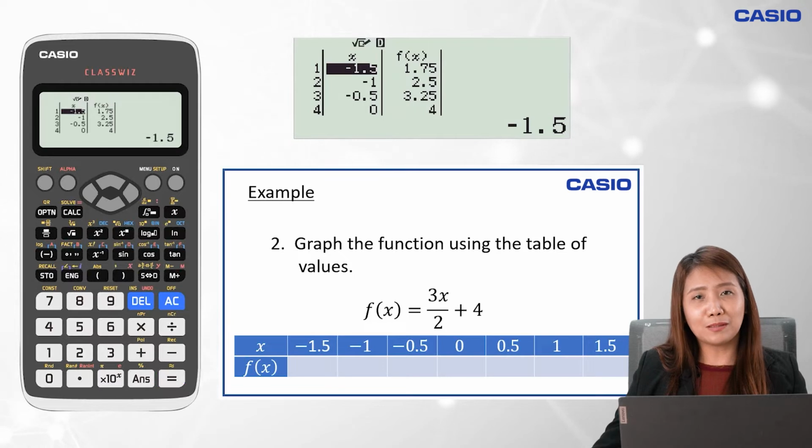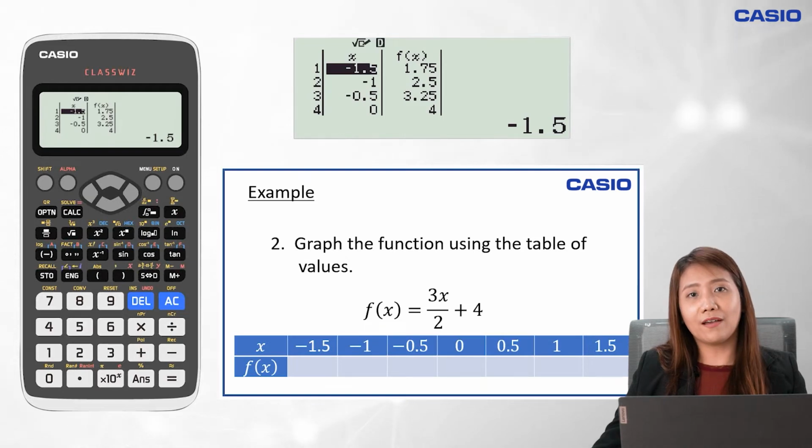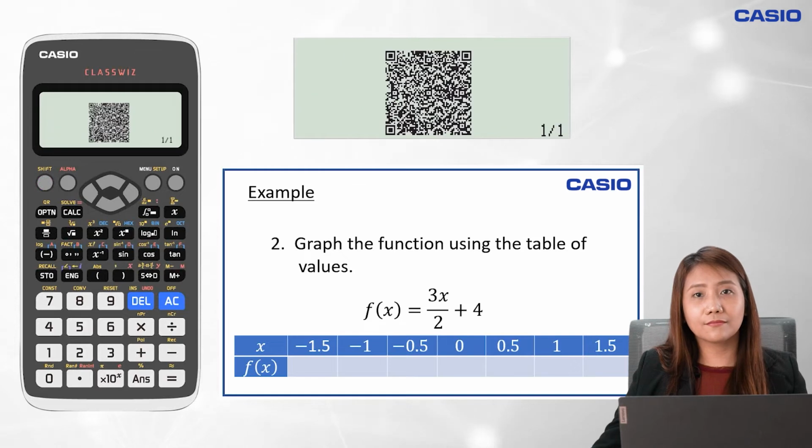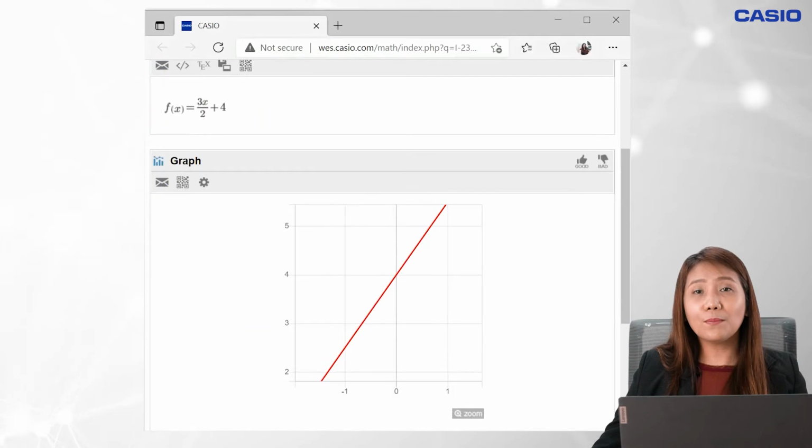And the values of the table will appear. We can just copy these values in our notes. If x is negative 1.5, then f of x is 1.75. If negative 1, it's 2.5, and so on. And to graph the function, we press Shift Option. A QR code will appear. Click on the QR code and it will direct us to Casio Edu Plus with a graph of the function. From the graph, we can already identify the domain and range of the function, which is, since it's a linear function, the domain is all real numbers and the range is also all real numbers.